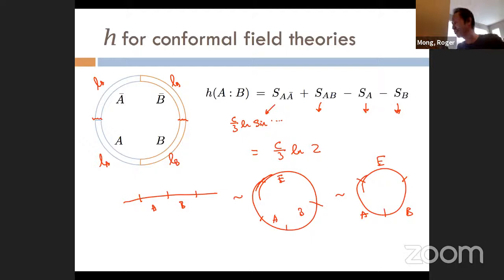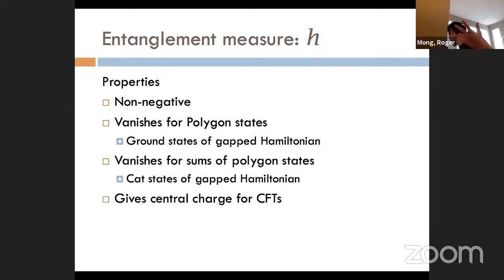All right, so in summary, this measure that I've introduced satisfies a number of properties. So once again, it's non-negative, it vanishes for ground states of gapped systems and also sums of those, and it gives the central charge for CFTs. So basically it would distinguish between critical phases and gapped phases. Any questions before I move on?